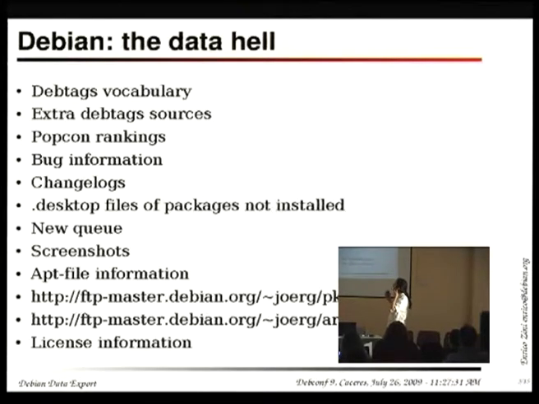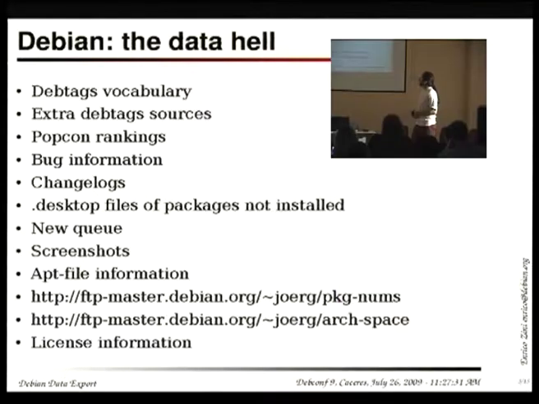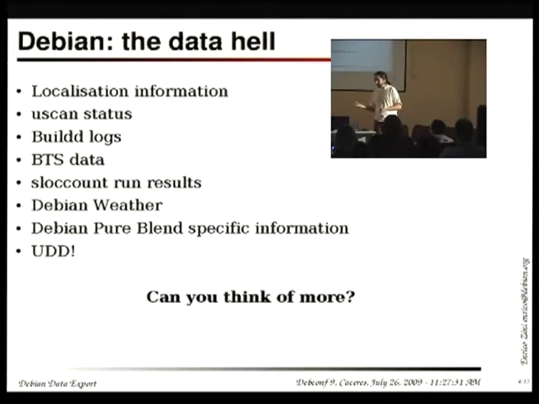Then we have the DebTags vocabulary of tags, extra sources of DebTags information, popcon rankings that can be useful so that packages can be sorted by popularity, bug information, but you can access the bug tracking system in several ways, all with different formats. Package changelogs, desktop files for packages not installed, which people may need for features like add a new application in this menu. Information about what's in the new queue, package screenshots, APT file information, statistics about the archive, license information, localization information, status of watch scans, build logs, size and lines of code of packages, Debian weather reports.